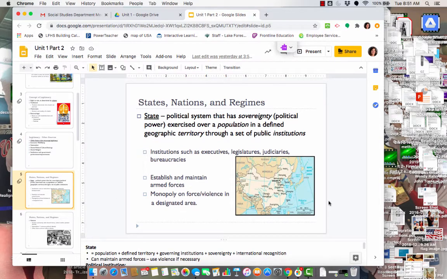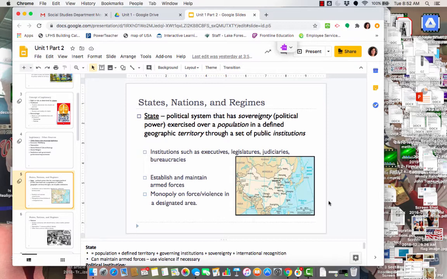Okay, so there is a difference between a state, a nation, and a regime, and you probably have been using them interchangeably. I know when I teach U.S. government, I use them interchangeably, but in comparative government, we have to be careful because they mean different things. So a state is a political system that has sovereignty exercised over a population in a defined geographic territory through a set of public institutions.